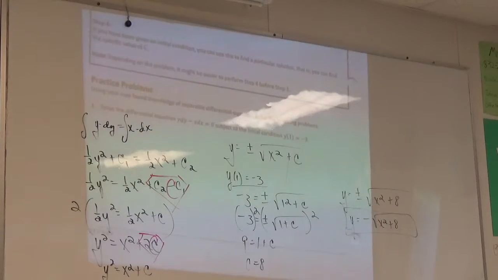Okay, so let's work it out. I did this wrong. I did it wrong because I subtracted from the x side. I subtracted the x, so I got x equals square root instead of y.